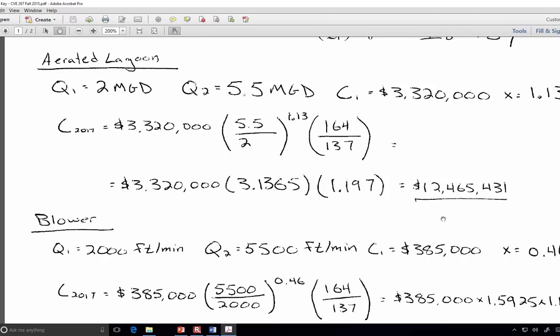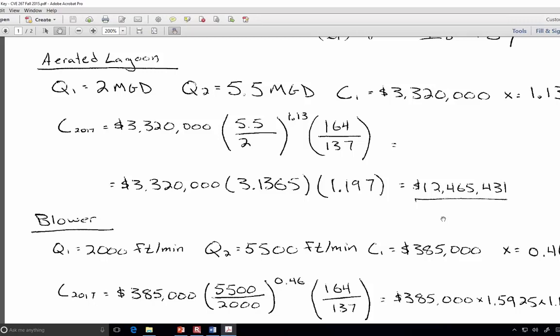These two factors: the 3.13 is the size factor that says how many times more costly it's going to be because of the increase in size. And the 1.197 factor is the fact that prices have increased by about 20% in the intervening years. So 1.197 adjusts for the fact that construction costs will be elevated.